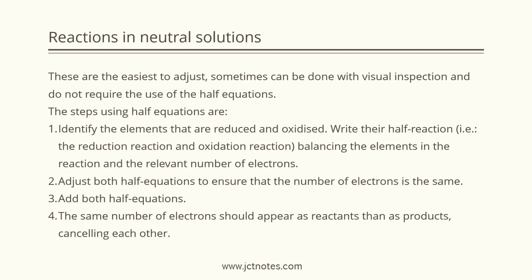Reactions in neutral conditions are the easiest to adjust, sometimes can be done with visual inspection and do not require the use of the half equations. The steps to follow are, first, identify the elements that are reduced and oxidized. Write their half reactions. These are the reduction and oxidation reactions, balancing the elements in the reaction and the relevant number of electrons. Second, adjust both half equations to ensure that the number of electrons is the same. Third, add both half equations. Fourth, the same number of electrons should appear as reactants than as products, canceling each other.